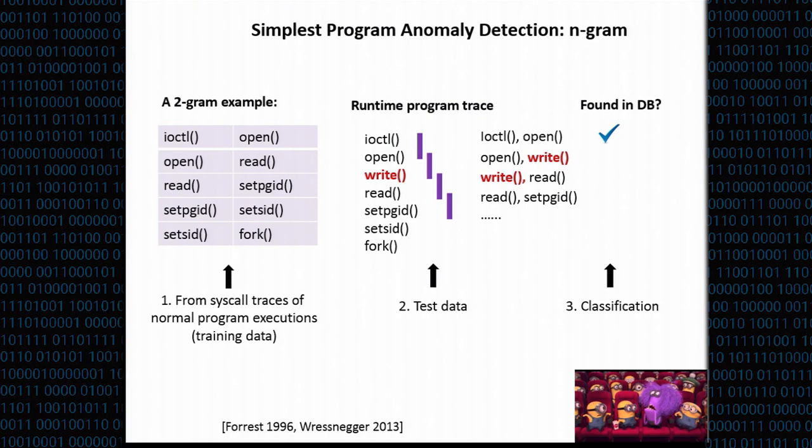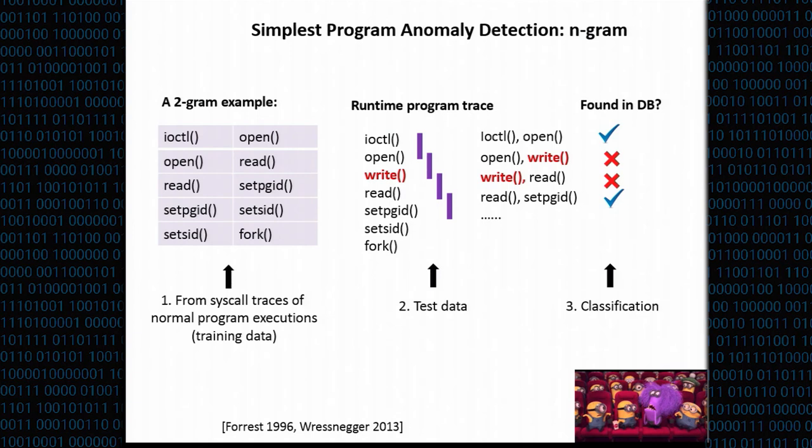Then in the detection mode, we also generate these 2-grams or 3-grams from the trace we are trying to detect, and try to find whether each n-gram exists in our model, that is, in our training database. If it exists, then that's okay, that's normal. If it does not exist, we need to report an alarm and go inspect it. That's the basic idea of n-gram, a very primitive program anomaly detection tool.